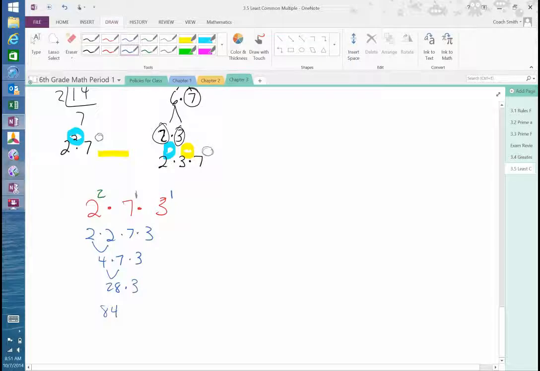84. Remember, use your distributive property. You can do that in your head. 3 times 20 plus 3 times 8. What's 20 plus 8? 28, right? Okay, what's 3 times 20? 60. What's 3 times 8? 24. 24 plus 60 is the 84. Okay? So that's how you can do that stuff in your head where you don't have to always do it on paper. Okay? So 84 is the LCM.